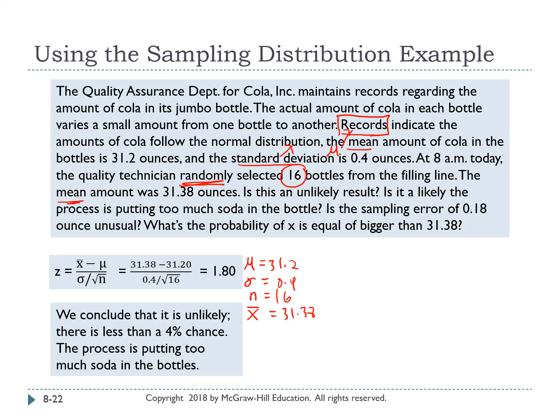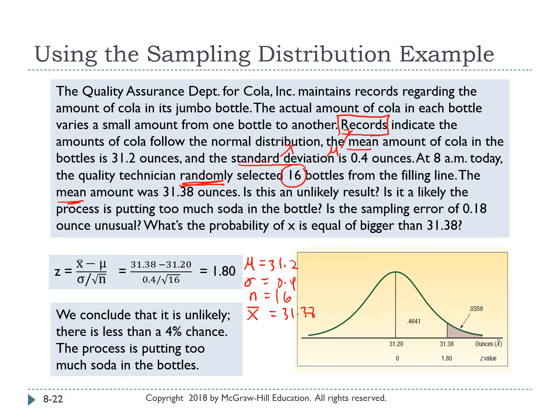The question can also ask you, is it likely the process is putting too much soda in the bottle? The question can also ask you, is the sampling error of 0.18 unusual? Or it can also ask you, what is the probability of x being equal to or bigger than 31.38? Okay, now how can you answer this question? So what is the formula to compute the z? You have x bar, the sample mean, minus the population mean over sigma divided by the square root of n. So you list down all the information.